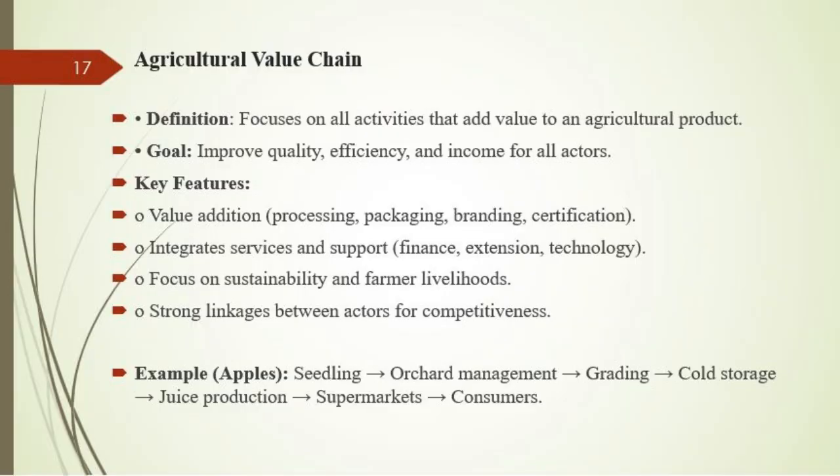Agricultural value chain. First, let's understand what an agricultural value chain is. Definition. It focuses on every activity that adds value to an agricultural product. Think of it like this. A mango picked from a tree has one value. If it is cleaned, sorted, packed, branded, and processed into mango juice, its value becomes much higher. That is called value addition. Goal? The goal is to improve product quality, increase efficiency, increase income for everyone involved, including farmers, processors, traders, and retailers.